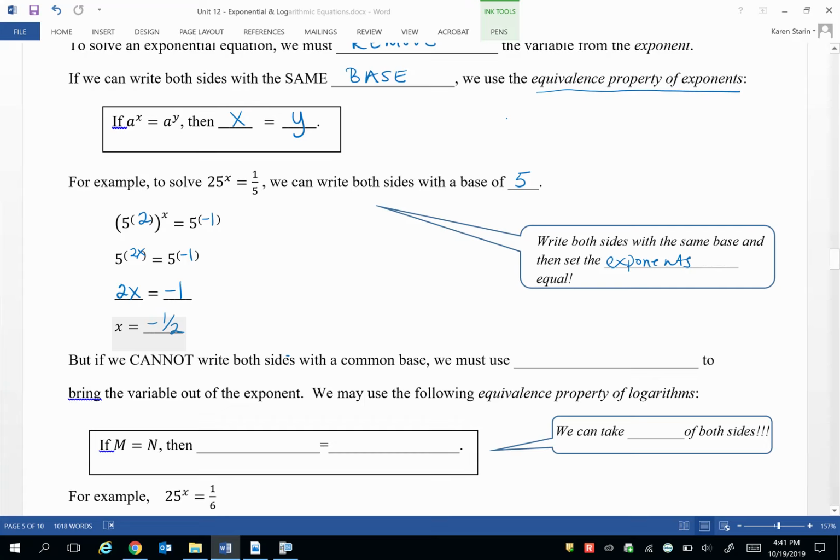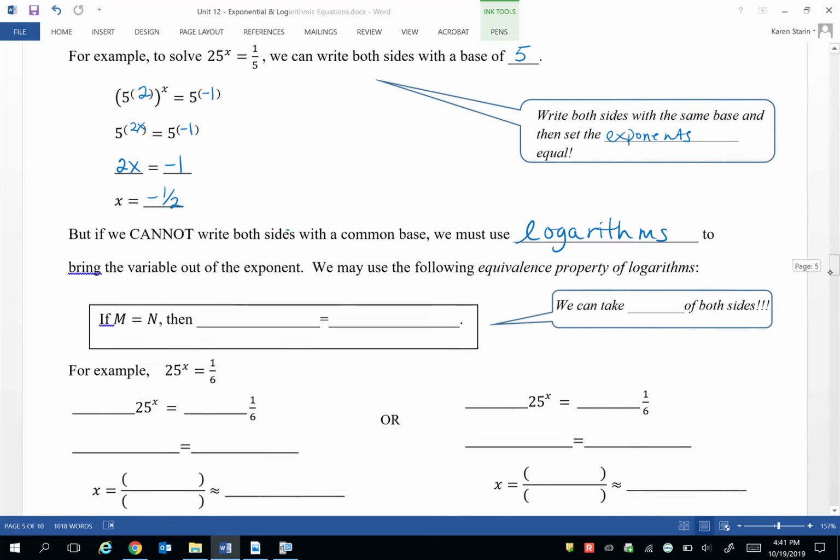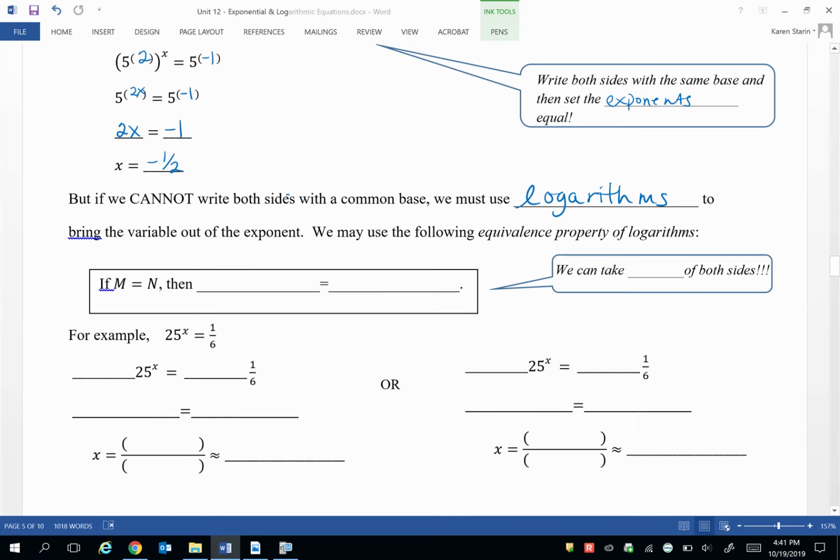But if we cannot write both sides with a common base, we must use logarithms to bring the variable out of the exponent. We may use the following equivalency property of logarithms to do so. If m equals n, then log base a of m must equal log base a of n. So we can take the log of both sides.